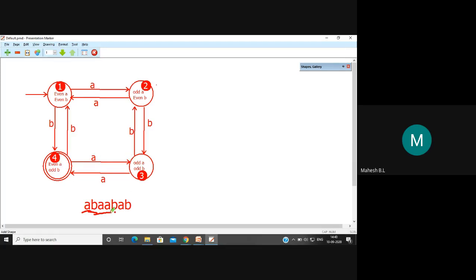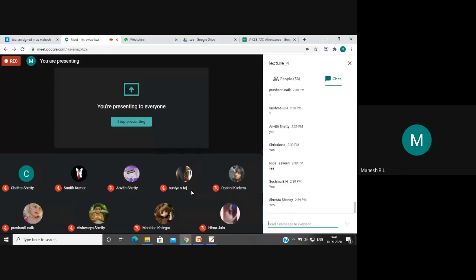Then B from 3 to 2. A from 2 to 1. B from 1 to 4. So at the end, after processing the entire string, your DFSM is in state 4, and state 4 is an accepting state. That's why this particular string belongs to the language. Is it clear?